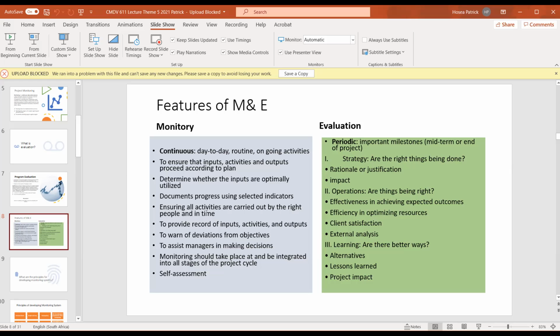We look at what is available for us, and then we look at lessons learned, right? What have we learned from the project itself? From what we did right, what did we learn from it? From what we did wrong, what do we learn from it? So basically, these are some of the things we look at. Then we look at the project impact itself, right? There's another video on outputs, outcomes, and impact. Please try and look at that video.